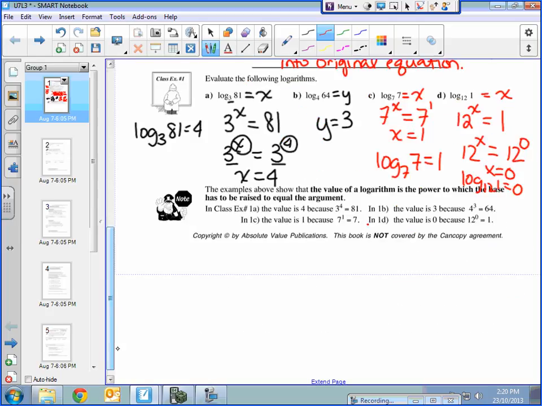Okay, so examples above show that the value of a logarithm is the power to which the base has to be raised to equal the argument. You can also just put it in your calculator, okay? So there are different ways to do it.